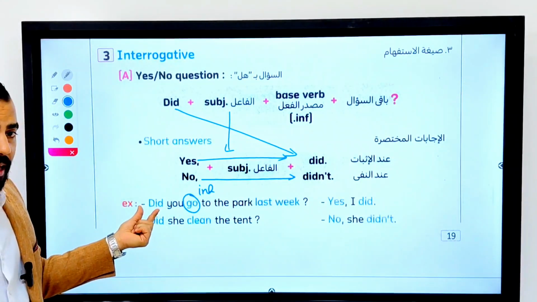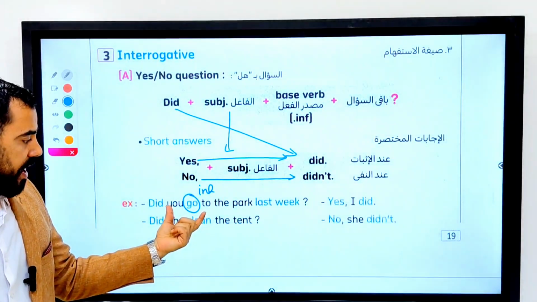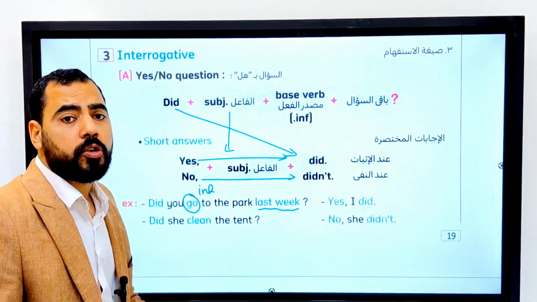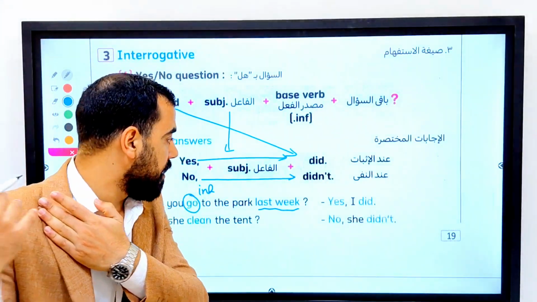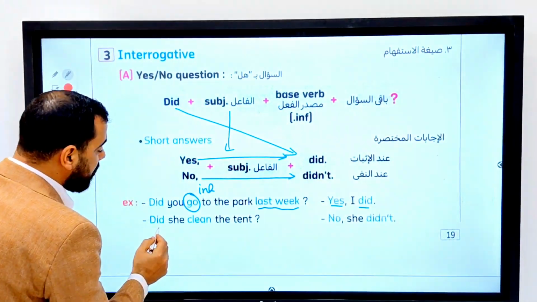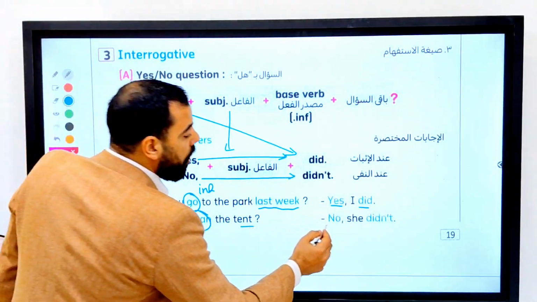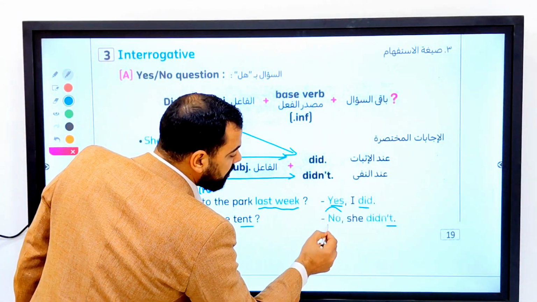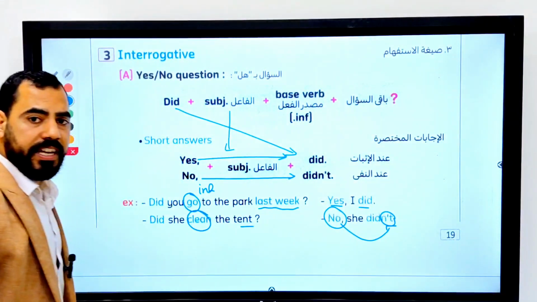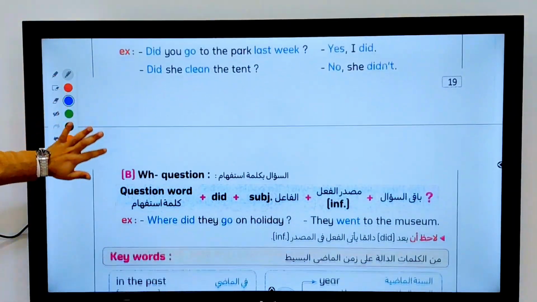So did is at the beginning of the question. You is the subject. Go is the infinitive and the complement of the sentence. And last week shows that we are talking about something that happened in the past. So, yes, I did. Did she clean the tent? No, she didn't. When we answer with no, we have to add not to the helping verb did. Now let's move to the next part.